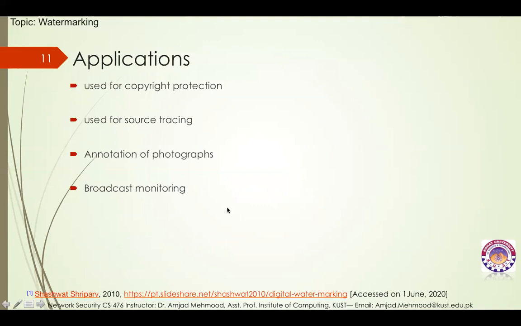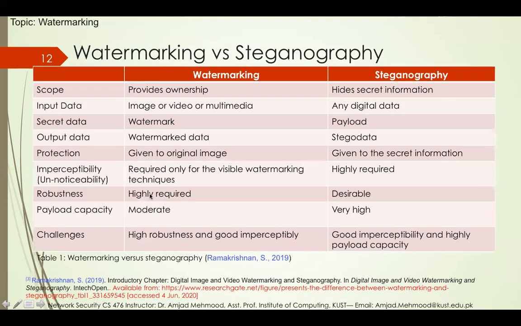These are the applications of watermarking. It is used for copyright protection and for source tracing, to know whom that picture, video, or audio belongs to, annotation of photographs, and broadcast monitoring.